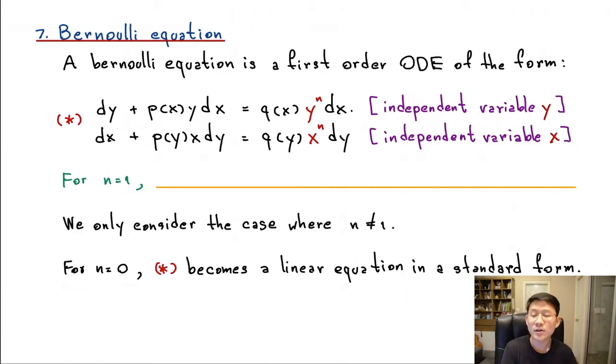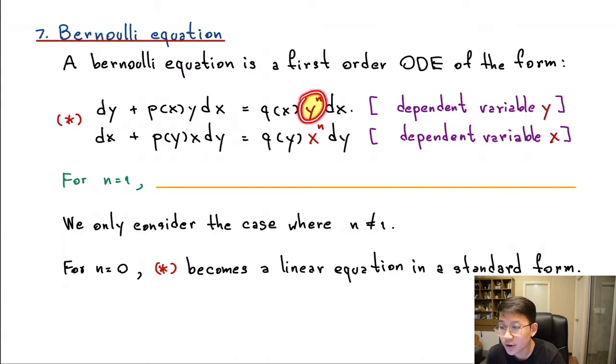So the Bernoulli equation is a first order ODE of this form. It's not linear, right? Why? Because here you have y to the n, where y is the dependent variable, and here x is the independent variable. Because we have this term, it's not a linear first order equation. It's not the same as in the previous section.